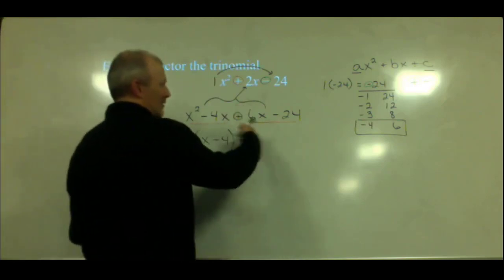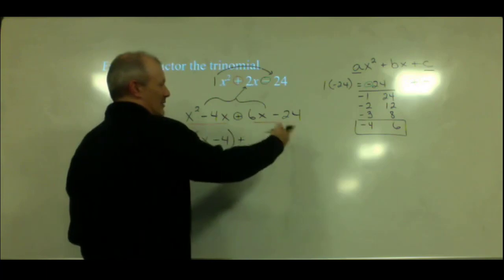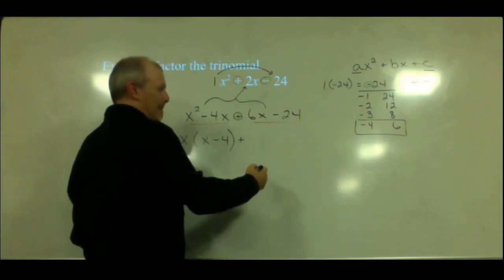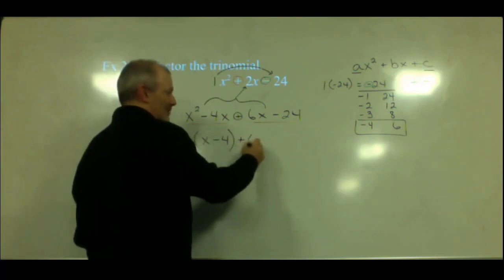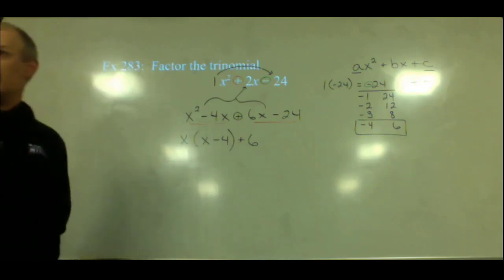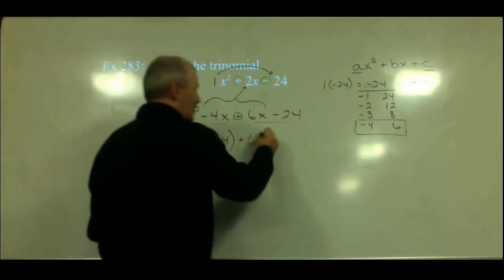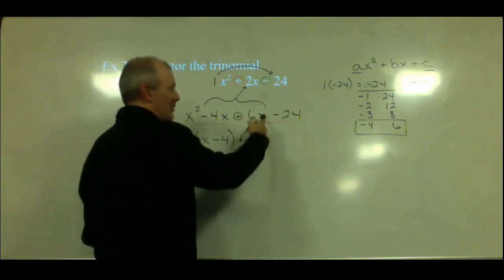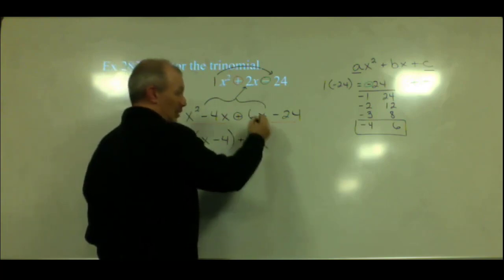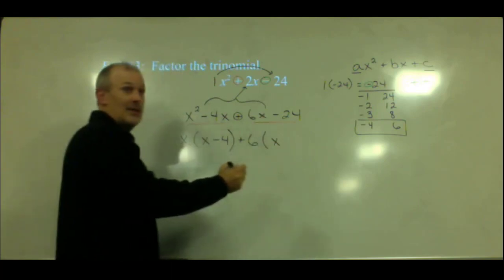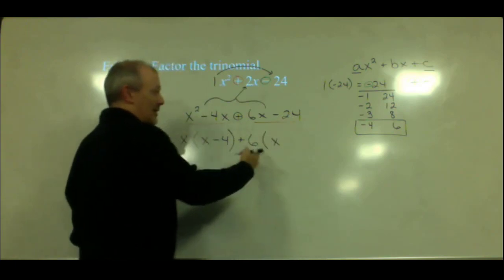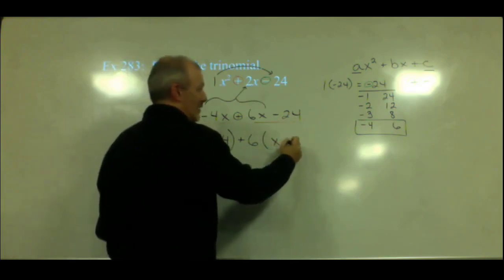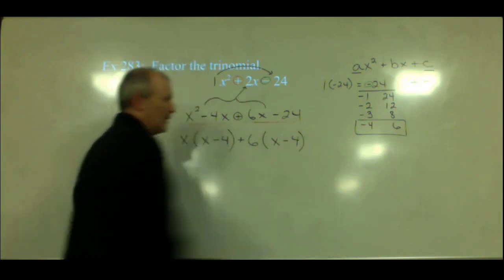And what can we factor out of the other 2? A 2 would work, but we want the biggest thing, and I think 6. And so we're dividing out a 6, and what will we get here for the first term? 1x, right? And then negative 24 divided by the 6 is negative 4.